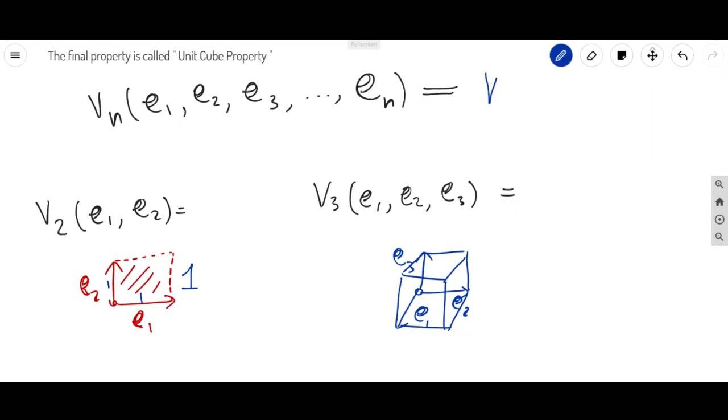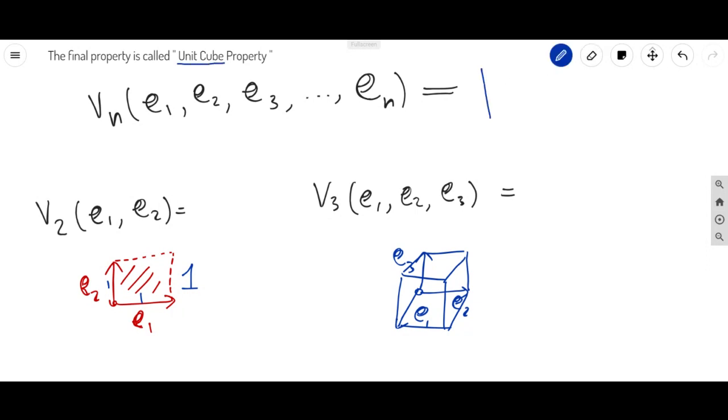So when you said v to the n, maybe what you wanted to say is that's the length of each side, and the length of each side is 1, right? So that would be 1 to the n. So in the end, it's just 1.